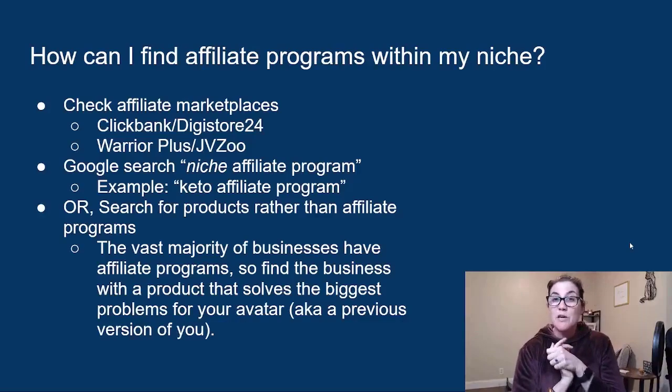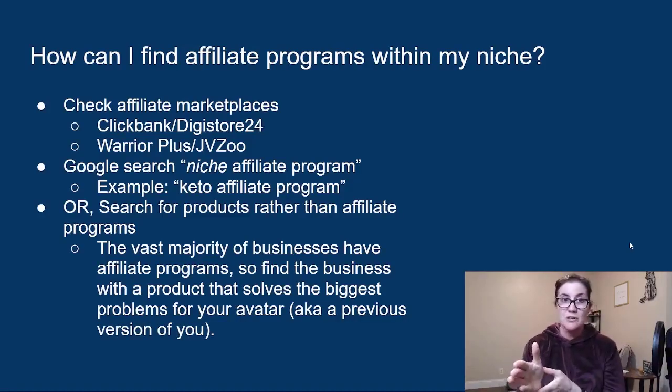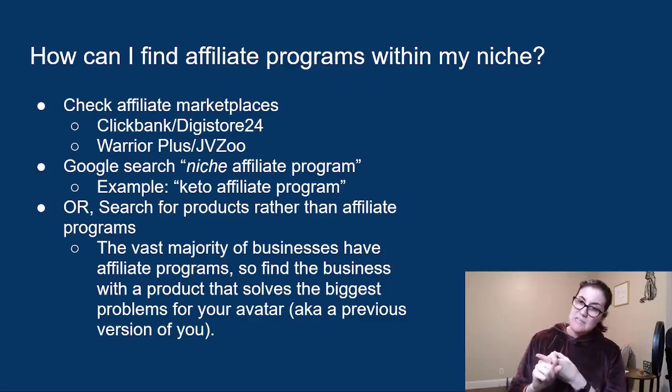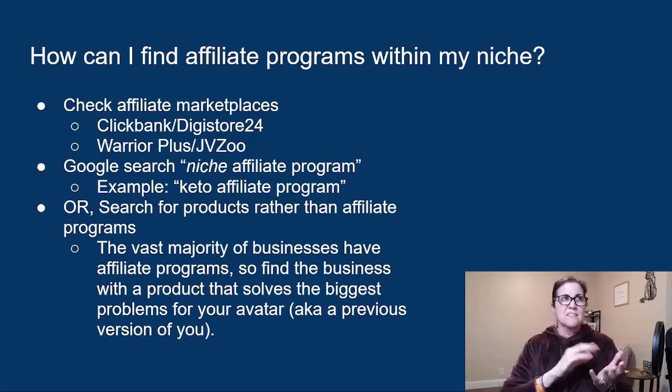So how can you find affiliate products and programs within your niche? You can check affiliate marketplaces like ClickBank, Digistore24, Warrior Plus, or JVZoo. ClickBank and Digistore24 kind of contain multiple niches. So that's going to be anything from online business or digital marketing, digital products for entrepreneurs. It's also going to have health supplements, weight loss supplements, that kind of thing. Warrior Plus and JVZoo is a lot of software and a lot of digital products and tools for online marketers and entrepreneurs, so folks like us.